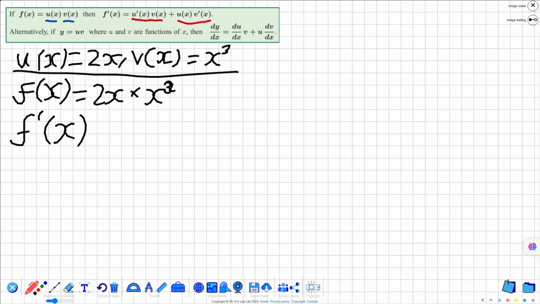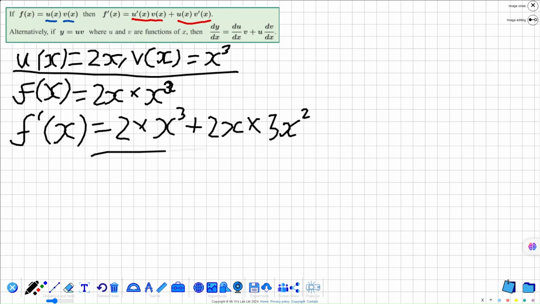So we've got part 1 and part 2. The first part is u', so we know that u is 2x, and we know the derivative of 2x is just 2, so we have 2 times plain v(x), so times x to the power 3. That's part 1 done. Then plus, now we've got the normal u(x), so not changing anything there, just leave it as 2x, times v', which will be the derivative of x to the power 3, so times 3x squared.